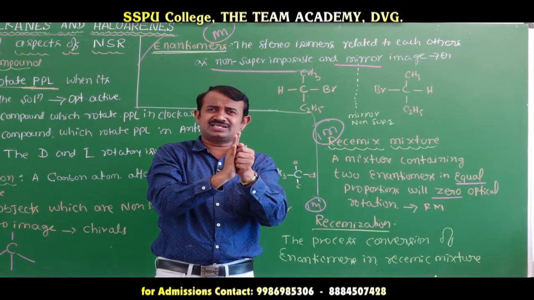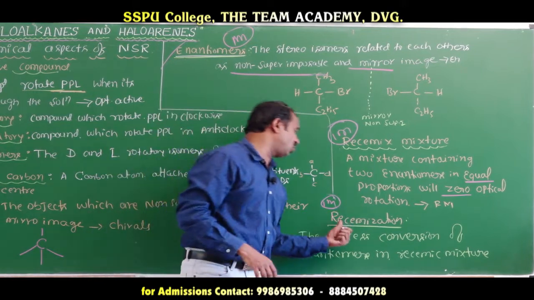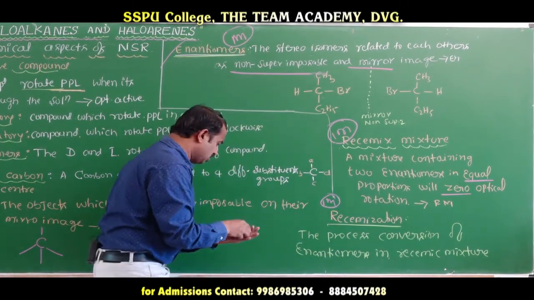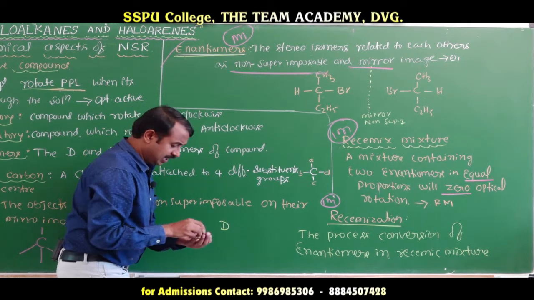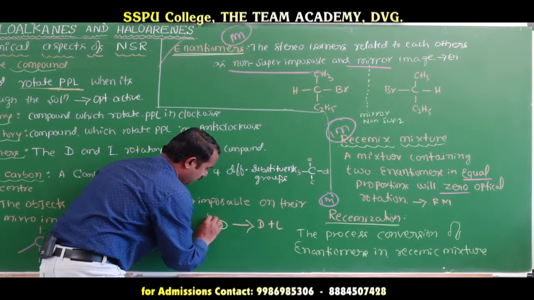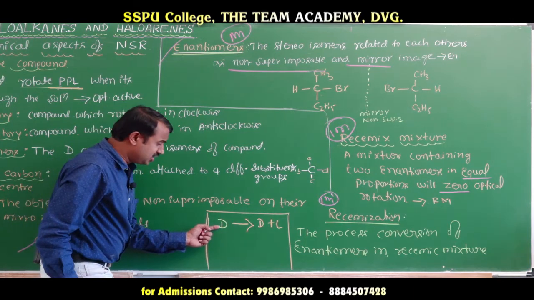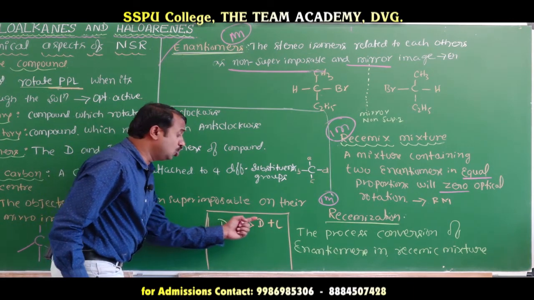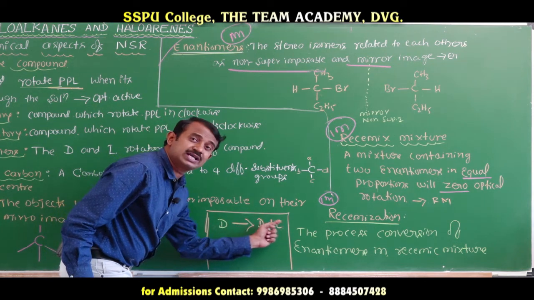The conversion of one enantiomer into a mixture of dextrorotatory and levorotatory forms is called racemization. Suppose I take a dextrorotatory compound: it is converted to dextro plus levo. Listen here: this is the conversion of an enantiomer to a racemic mixture.